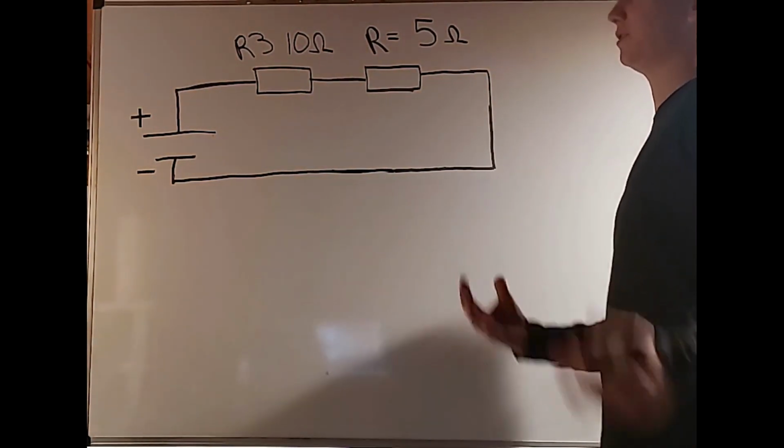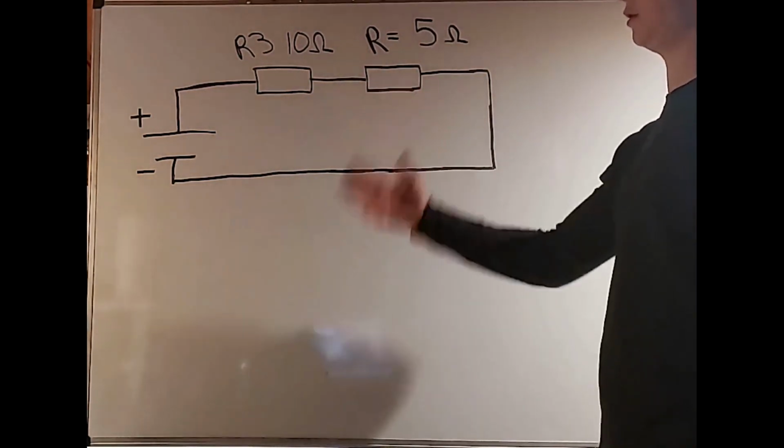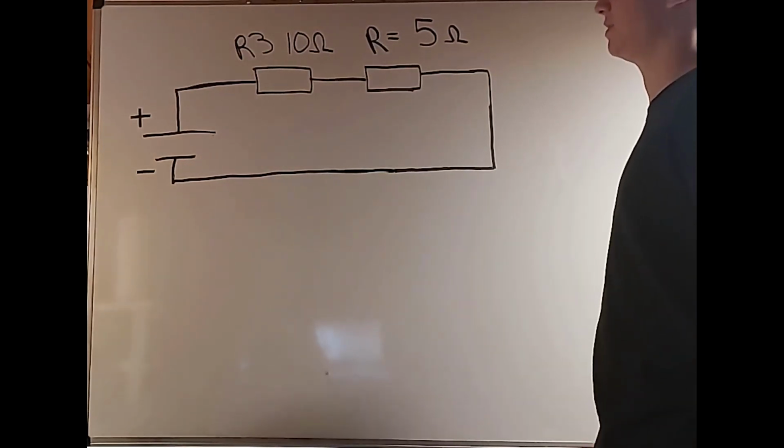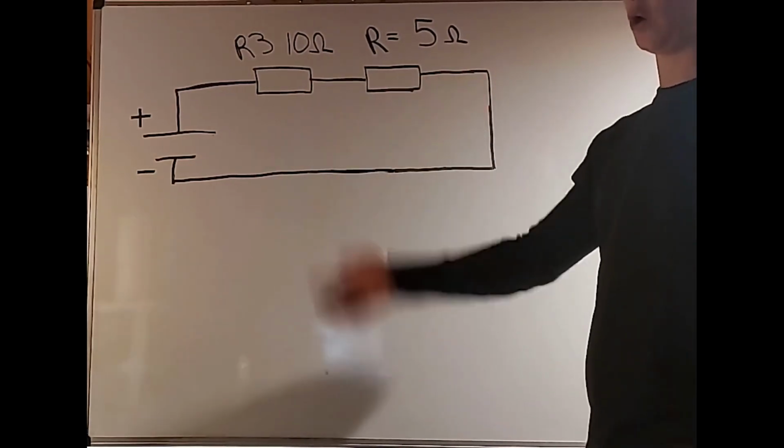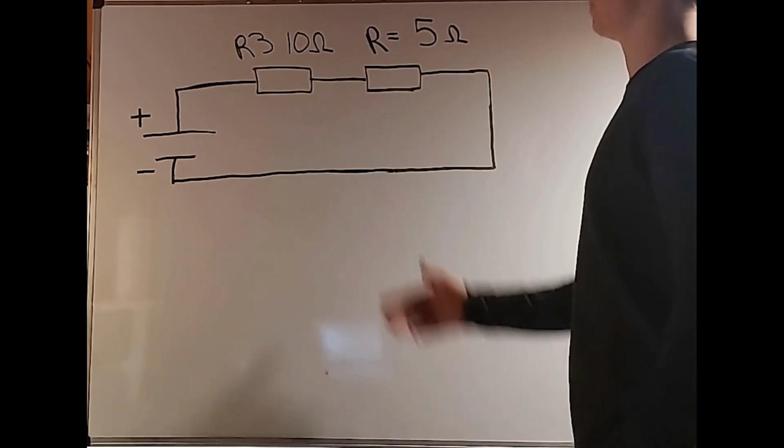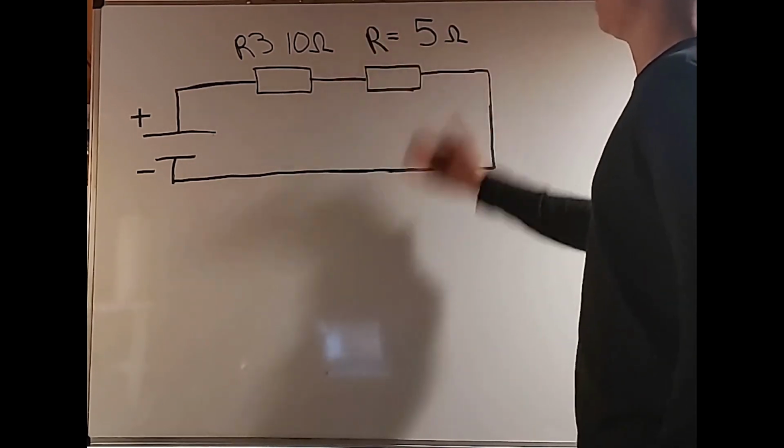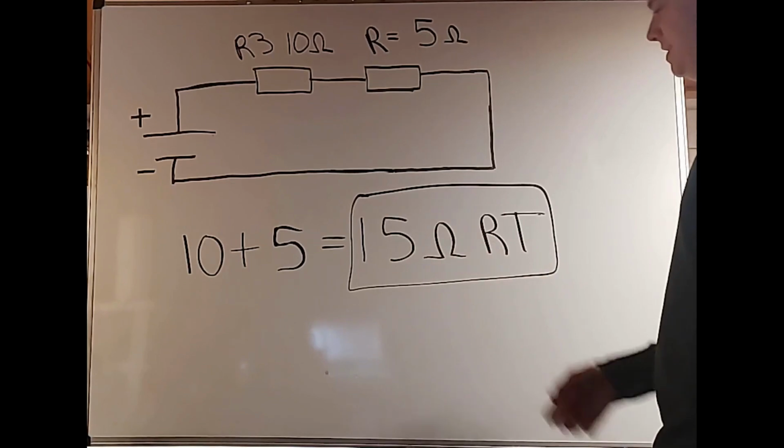Okay, so now we see the circuit is simplified. So now if we want to find R total, we could just think, okay, if we have a series circuit, we're going to have R1 plus R2. In this case, we're just going to be looking at 10 plus 5. And we see we get 15 ohms as our R total.